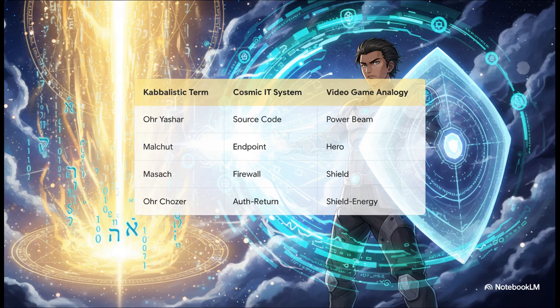And if we want a version for the kids or the gamers in our audience, imagine Ohr Yashar is this massive incoming ultimate power beam. Malchut is the hero's character. The Masach is the impenetrable energy shield the hero throws up at the last possible millisecond. And the Ohr Hozer, that's the reflected shield energy glowing off the barrier, which actually allows the hero to harness that immense power safely without getting vaporized.